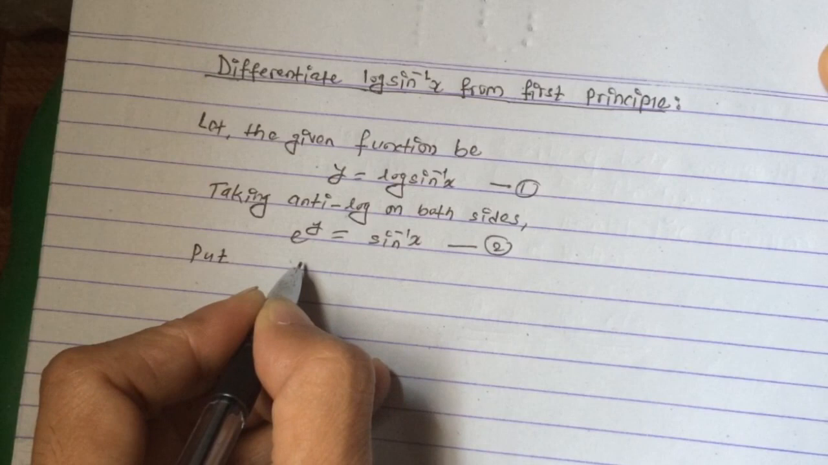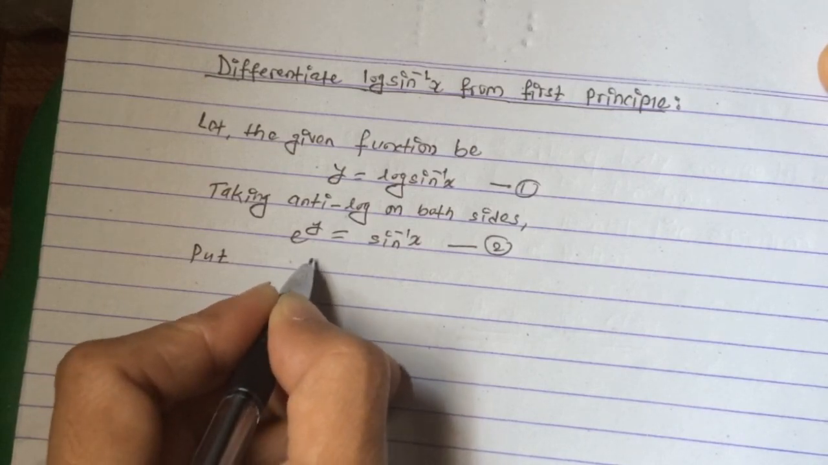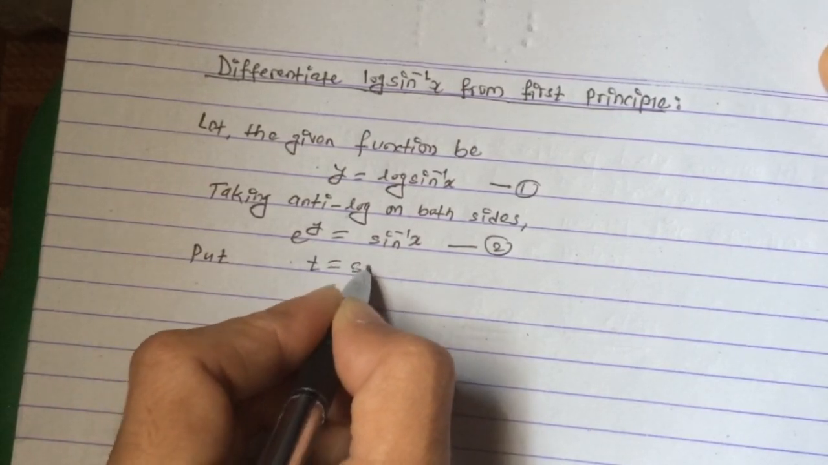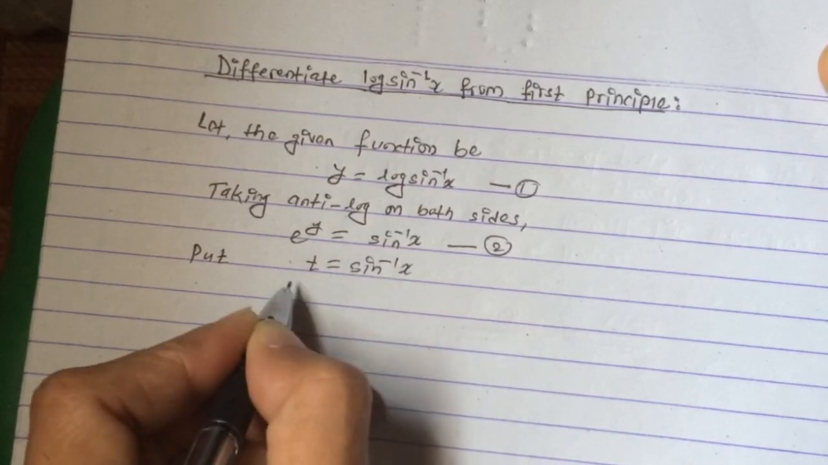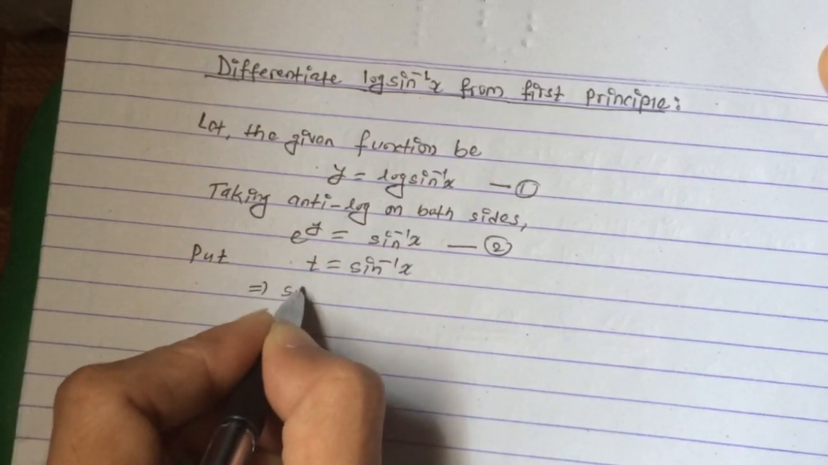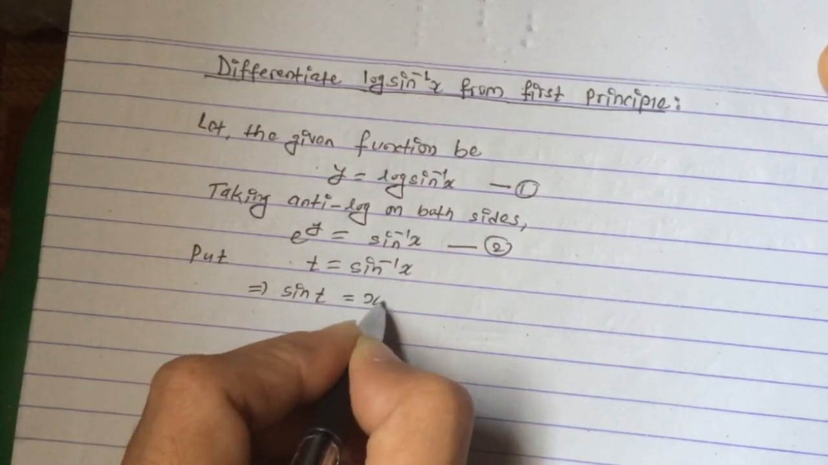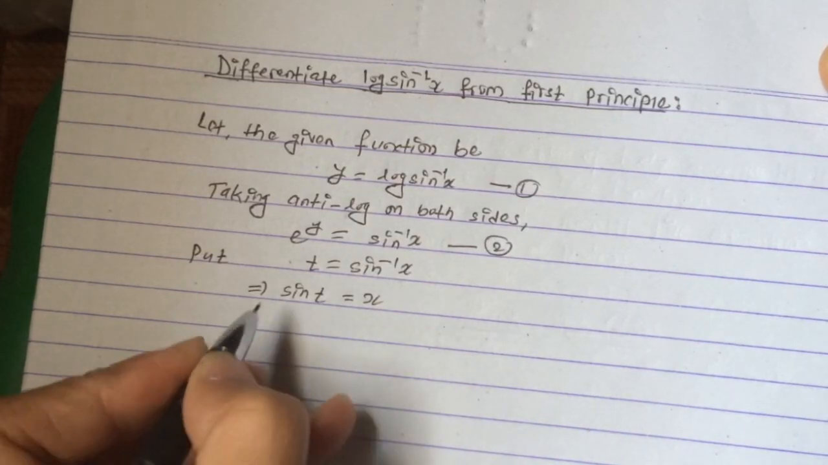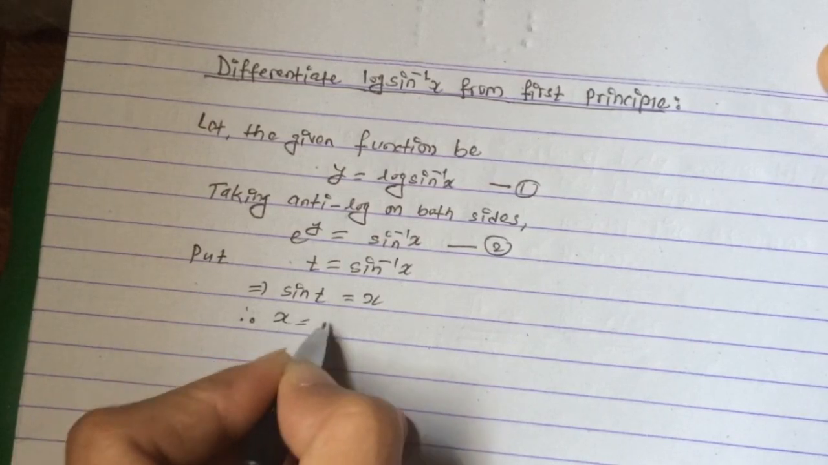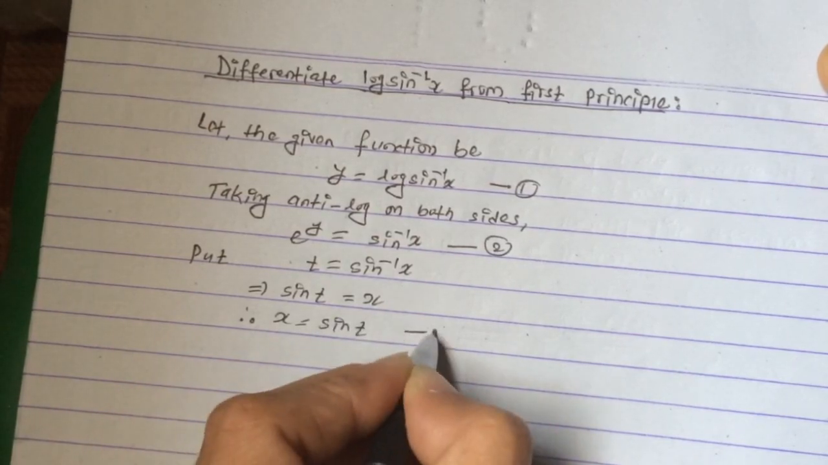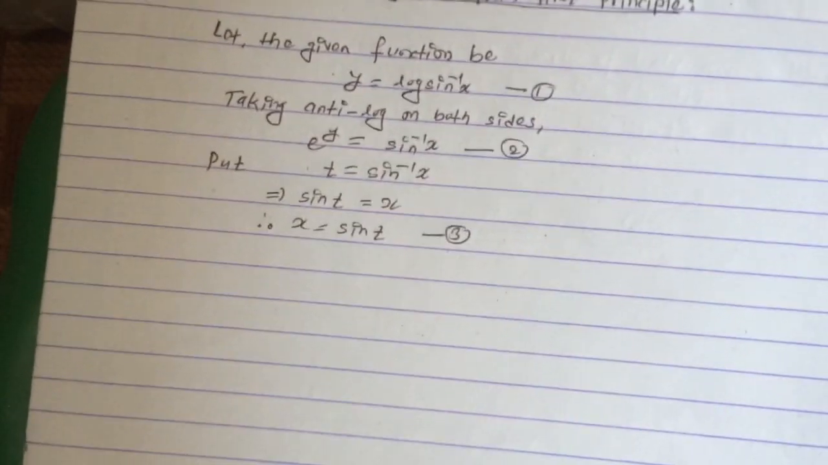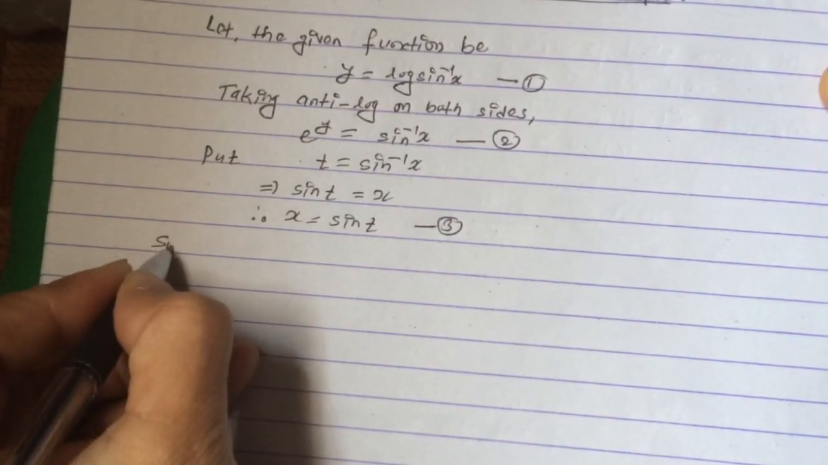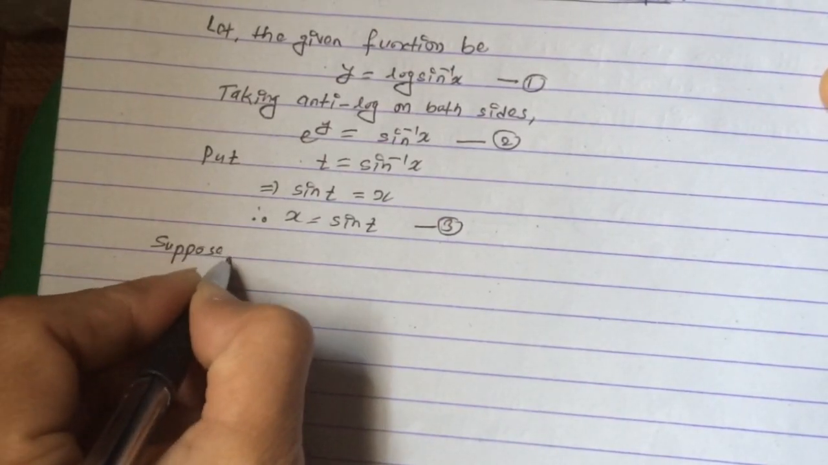to find the derivative of sine inverse x with respect to x, we have to put t is equal to sine inverse x in equation 2, so that we get sine of t is equal to x, or you can also write x is equal to sine t. Here you can consider x as a function of t. Let this be equation 3.